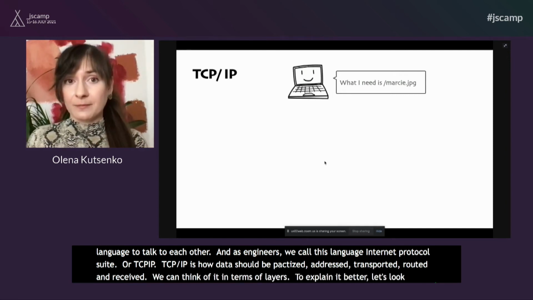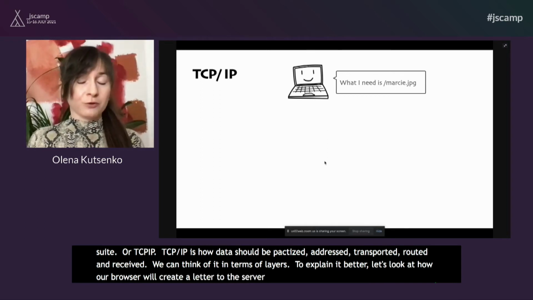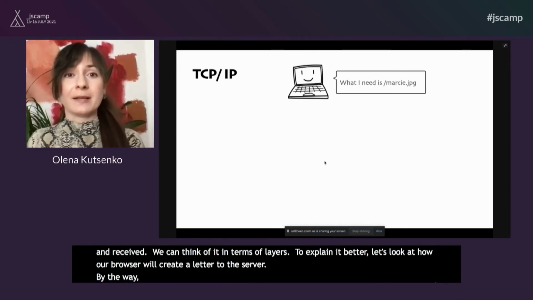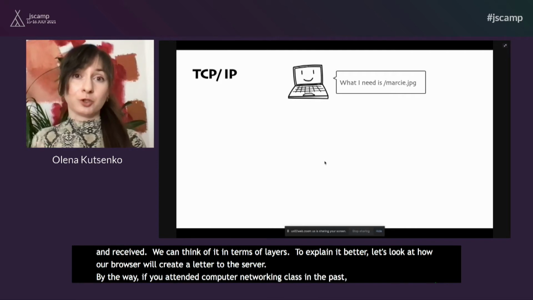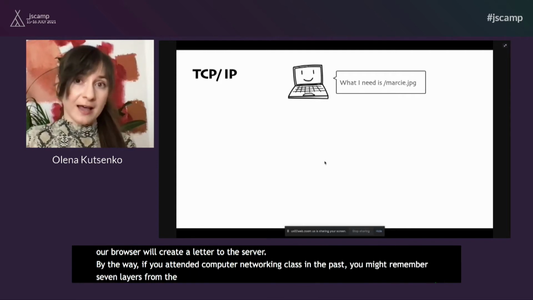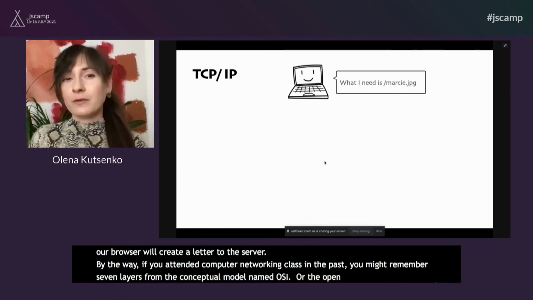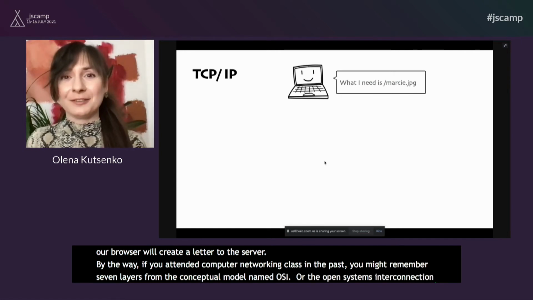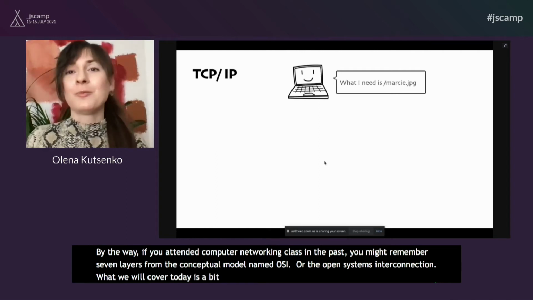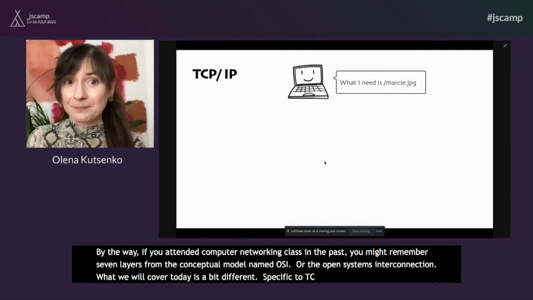By the way, if you attended computer networking class in the past, you might remember 7 layers from the conceptual model named OSI, or the Open Systems Interconnection. What we will cover today is a bit different, specific to TCP/IP, but you might find a close resemblance.